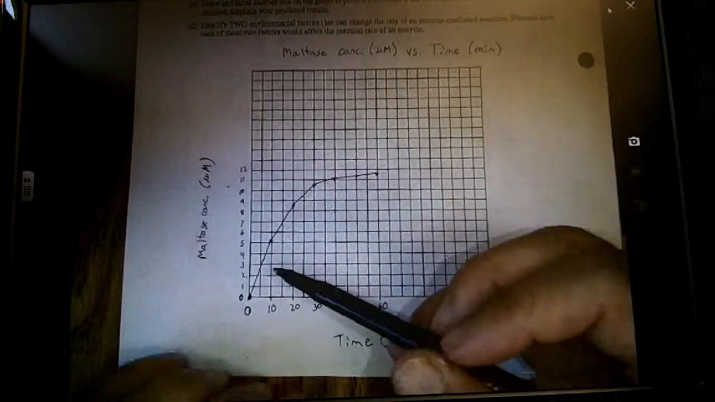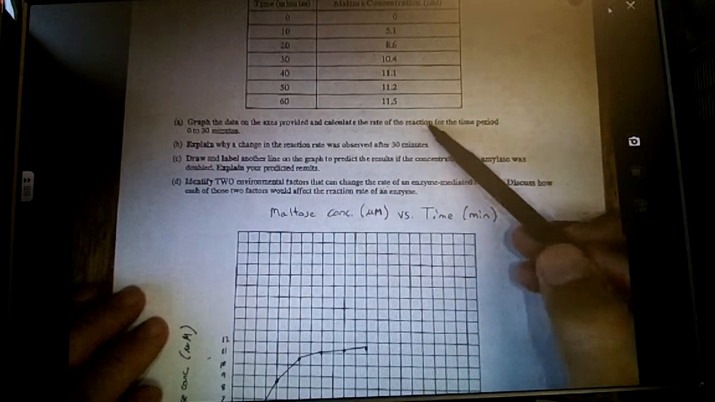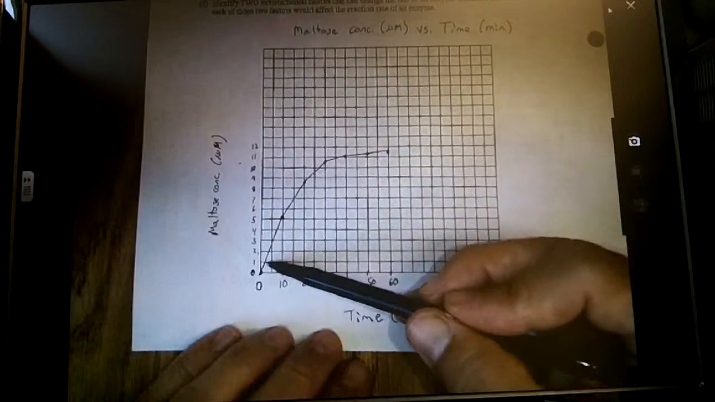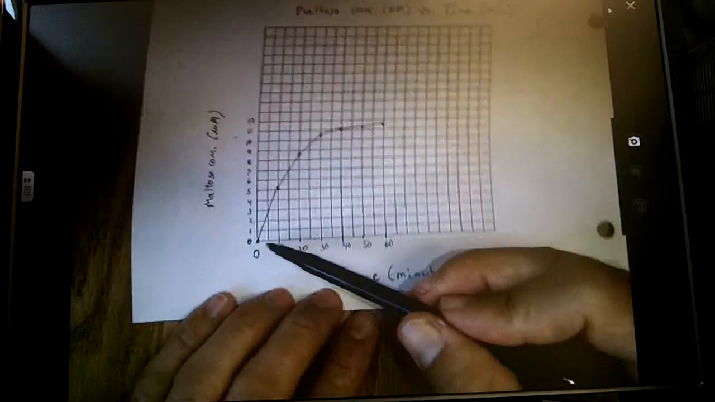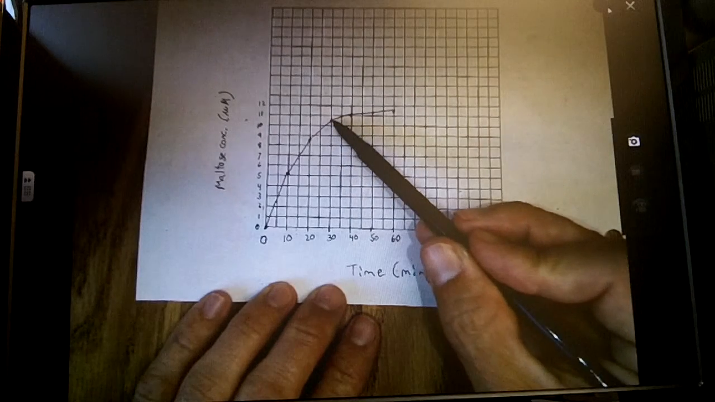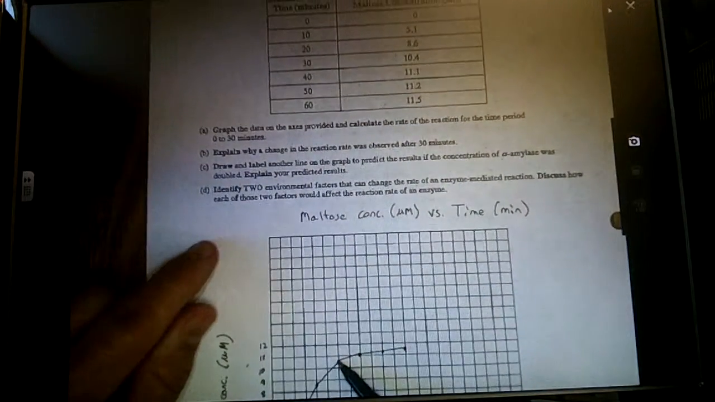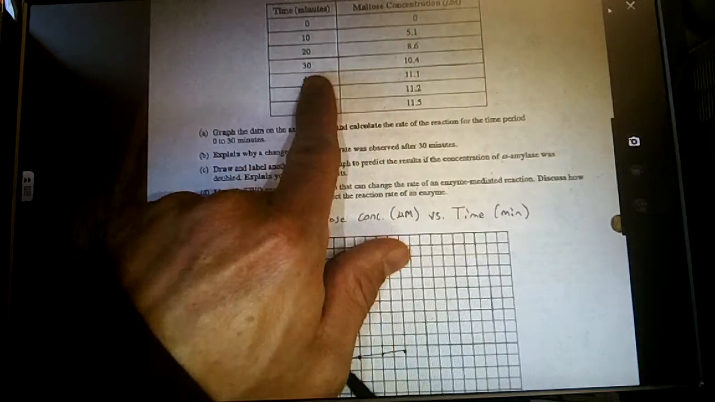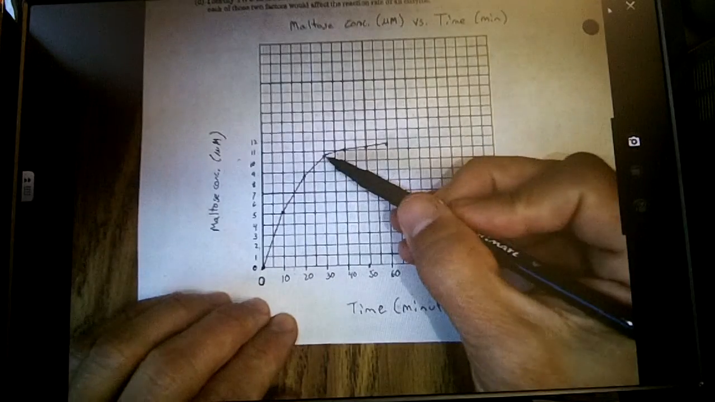And then, if I get the rate right, calculate the rate of the reaction for the time period 0 to 30 minutes. Well, the rate, how fast the reaction's happening, is the rise over the run. So we've run 30 minutes. We've risen to right there, which is 10 point something. It says it in our graph here, 10.4. 30 minutes is 10.4. See? And so we've gone up 10.4 and we've gone across 30.